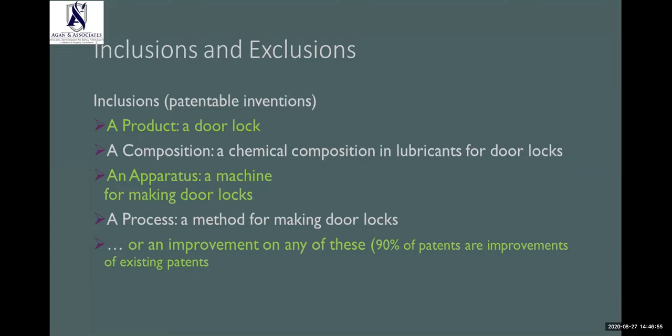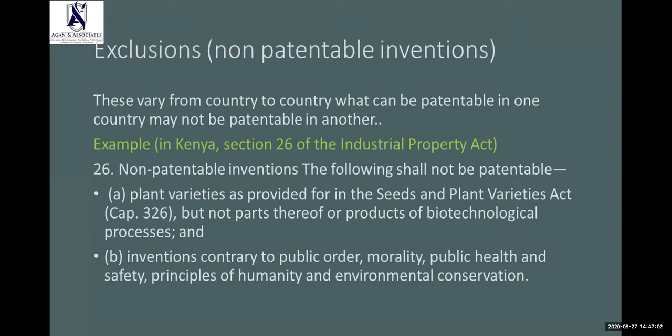What are non-patentable inventions? And these are exclusions. Of course, these vary from country to country, but in most countries, I've of course given a Kenyan example. In most countries, plant varieties will not be patentable. And this we will actually cover. We will cover plant varieties as a module on its own next week. Then inventions contrary to public order, morality and public health, safety, etc. will also not be patented in most countries.